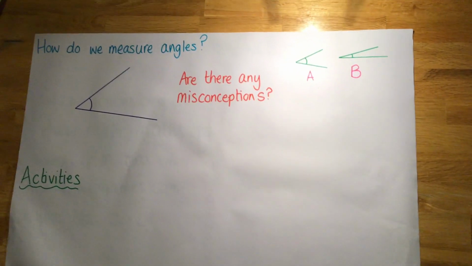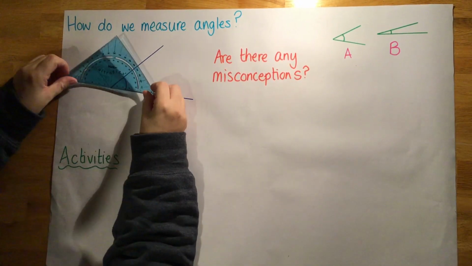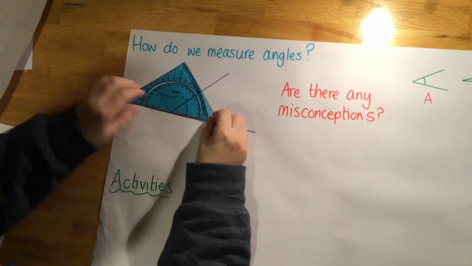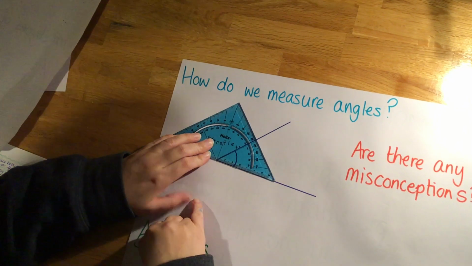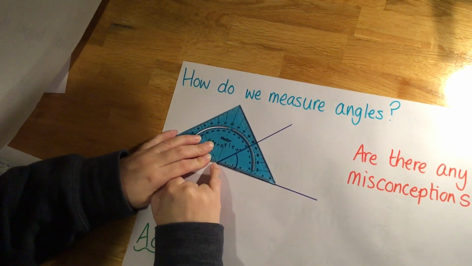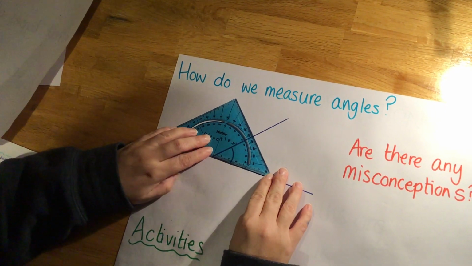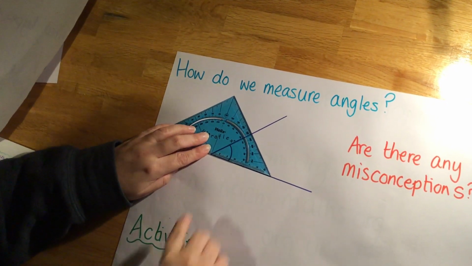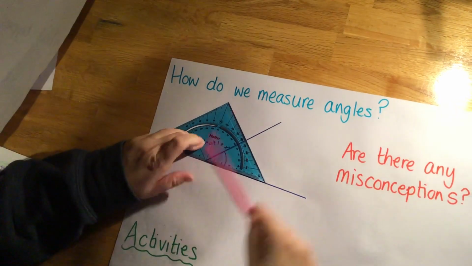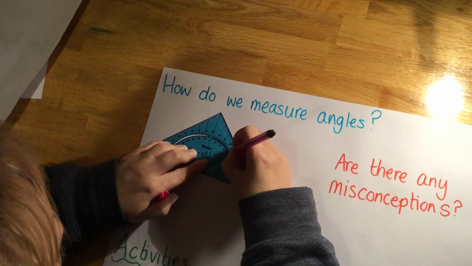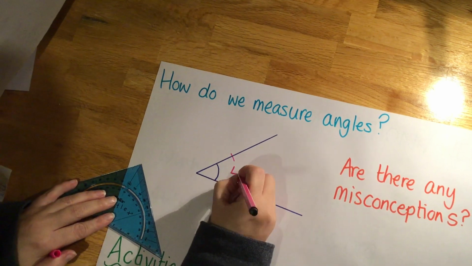So how do we measure angles? Well, we measure them with a protractor. We put our protractor on the vertex of the angle that we're trying to measure, and we make sure that our midpoint is right on this central line here. We make sure that the bottom of our protractor is straight with one of the lines, and then we read from 0 up to our angle. So this angle I have got to be around about 48 degrees.